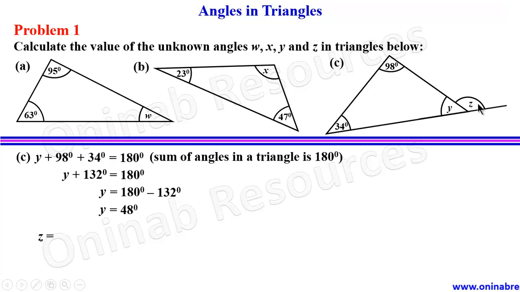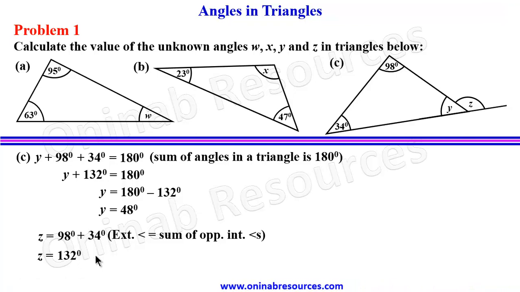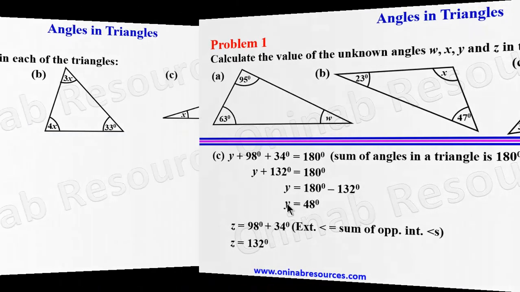Z is an exterior angle to the 98 degrees and 34 degrees. So we just add them up to give us the value of Z. So we have 98 degrees plus 34 degrees. That is, exterior angle is equal to sum of opposite interior angles. Exterior angle, these two angles are opposites. So we now have it as 98 plus 34. And that gives Z to be equal to 132 degrees. And that's all for problem 1.